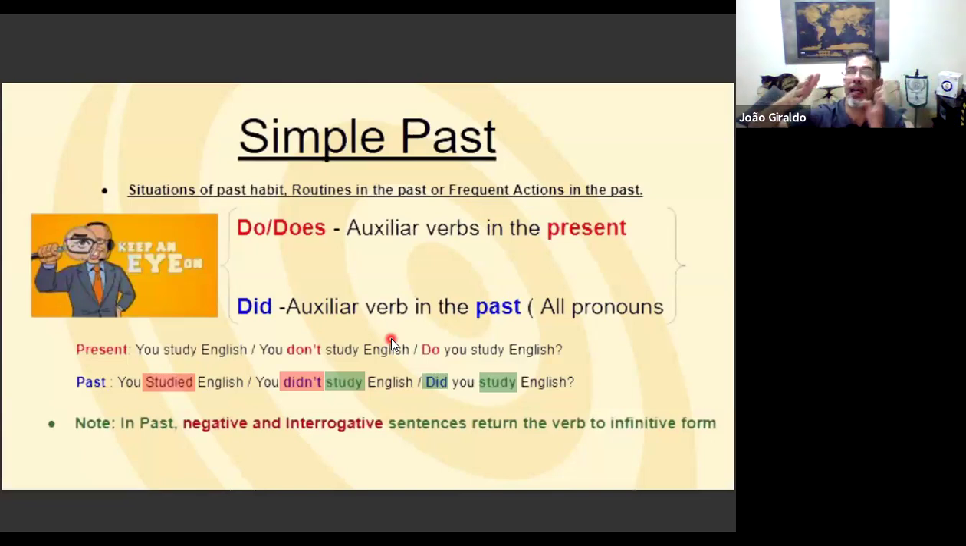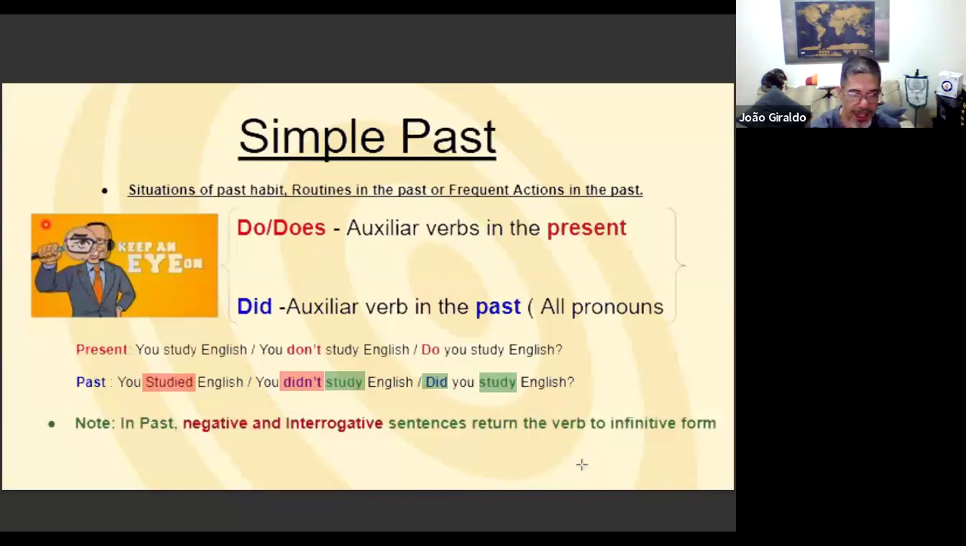We are going to use did and not in the negative, and your verb returns to the infinitive form. In the interrogative sentence, you move the auxiliary verb to the beginning of the sentence, and your verb returns to the infinitive again. So the only situation where you have a verb variation, a verb for the past, is in the affirmative. This is very important.